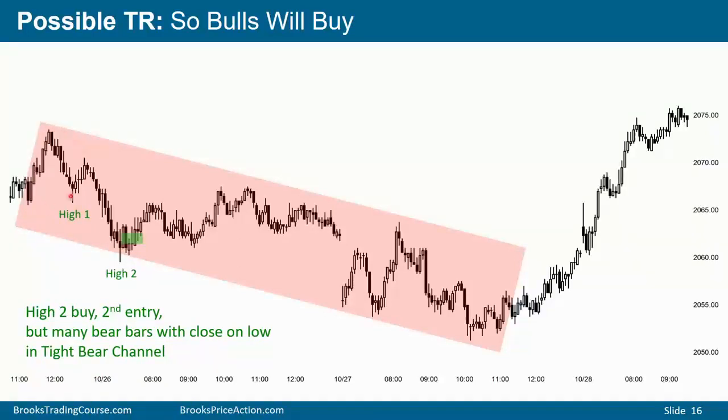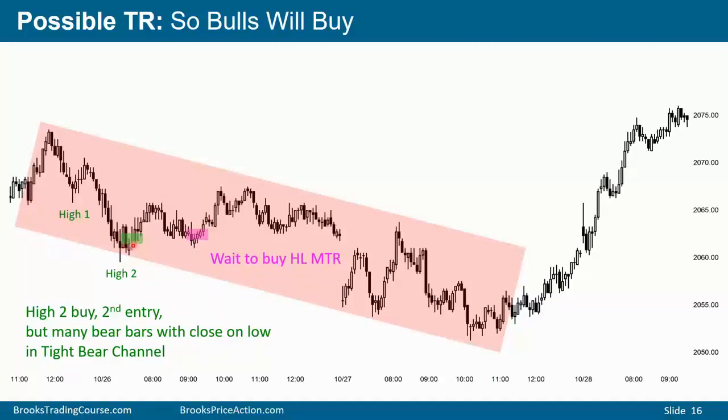The bulls see 2 legs down with a lot of overlap among the bars, a lot of bars with prominent tails, and they're thinking that this might be a trading range, and therefore the reversals up might be big enough to buy. So 2 legs down, 1 pullback 2. Trading ranges often have 2-legged patterns, 1 pullback 2, 1 pullback 2, and traders like to buy reversals up from 2 legs down and sell reversals down from 2 legs up.